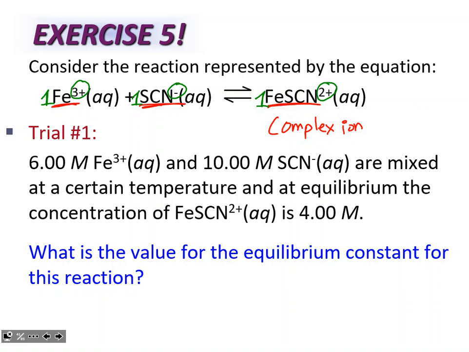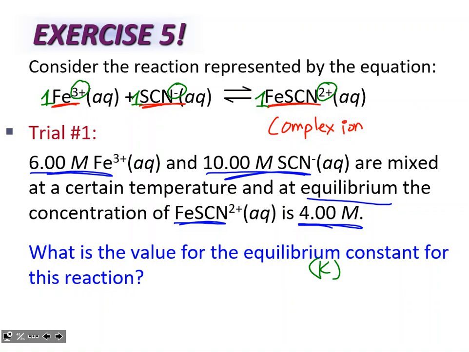Now let's look here at our question, our trial 1 here. We're starting off with 6 molar of our iron 3, 10 molar of our thiocyanate. These are initial concentrations. And then it says at equilibrium, we have our concentration of our product, our complex ion. This gave us lots of information to work with here, and it wants us to calculate the value of the equilibrium constant. The equilibrium constant K, that's what we're looking for here.